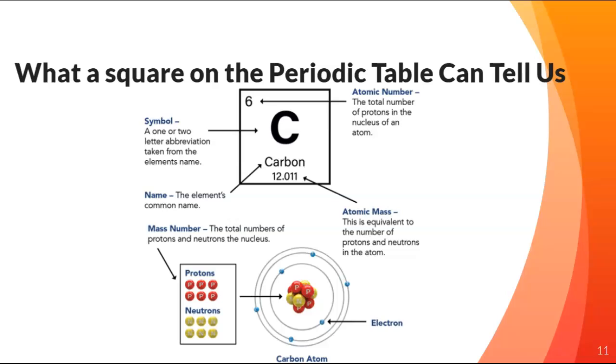So if we look at this, the mass is 12.011. We'd round that to 12. So 12 minus 6 is 6. There'd be 6 neutrons. Or another way to think of it is 6 plus what is 12? 6 plus 6 is 12, so it must be 6 neutrons.